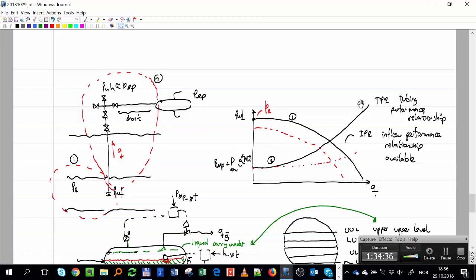So when I put these two curves together, that means that the only point where this system will operate is here, where the two pressures are the same. This curve I created for the bottom hole. Q star is the equilibrium rate, and this will be my equilibrium bottom hole pressure.